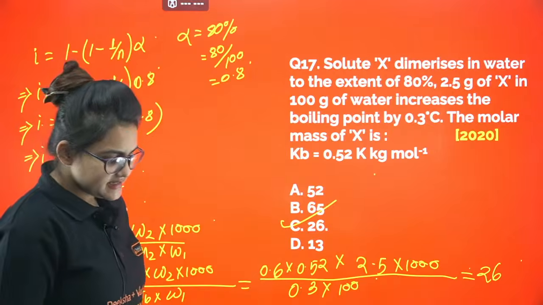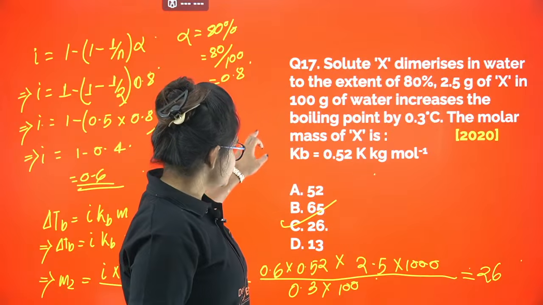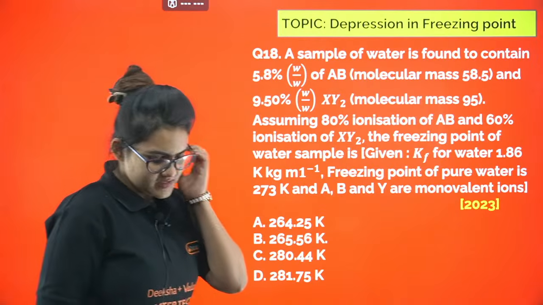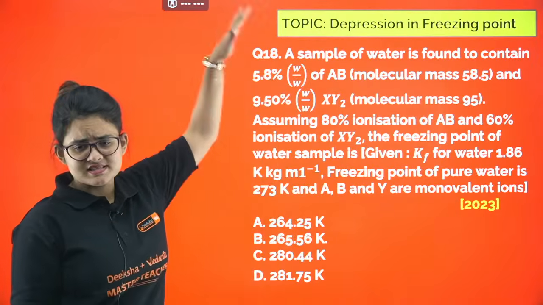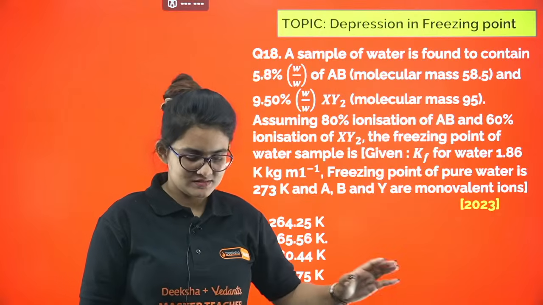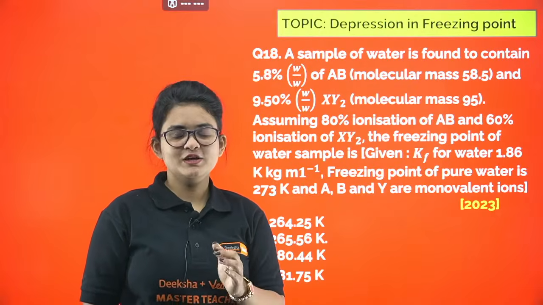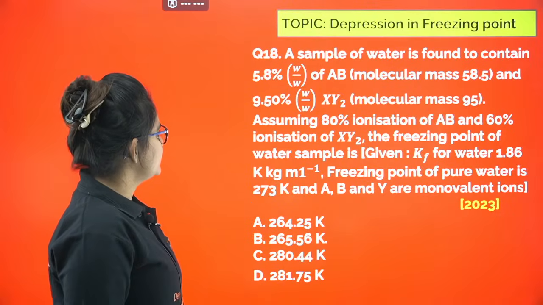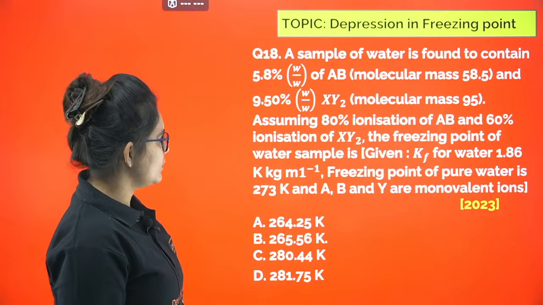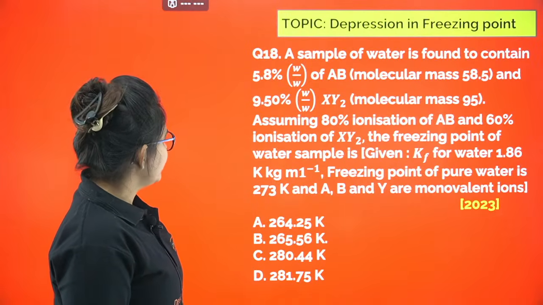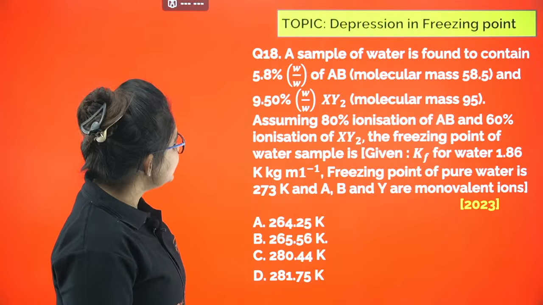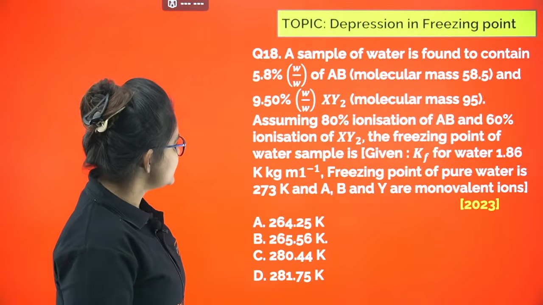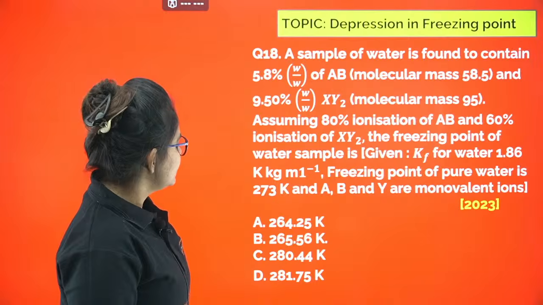Yeah, I guess it's clear. Let's proceed. Okay, one big numerical. I have seen you people get scared whenever you see the size of the numerical. But sometimes the bigger things are even innocent, right? So here you can see a sample of water is found to contain 5.8% weight by weight of AB and XY2 that is 9.5%. Assuming 80% ionization of AB and 60% ionization of XY2, the freezing point of the water sample you have to find out.